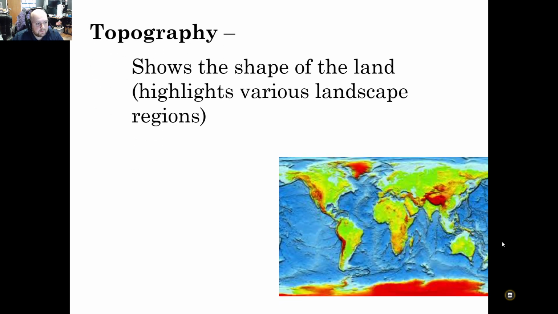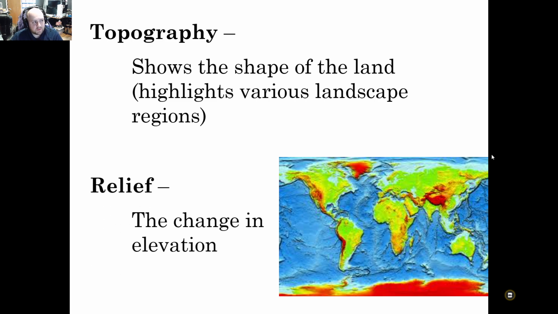Okay, let's move on. We also have these two definitions here: topography and relief. Topography shows the shape of the land. It highlights various landscape regions. We talked about this in detail earlier in the year when we looked at topo maps, right? We were talking about latitude and longitude way back in like September, October, and we see our changes in elevation. That's what topography shows. Relief is that change in elevation, and that can be shown in the map on the right here. Everything in red is going to be a higher elevation, and everything in the other colors, blue, is going to be the lowest elevation. So that's topography, and that is relief.